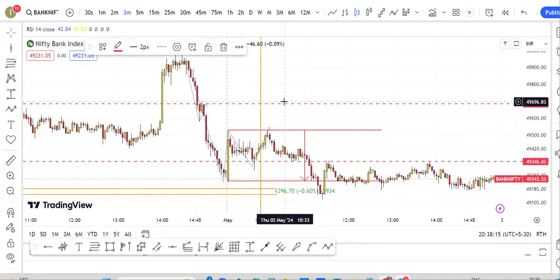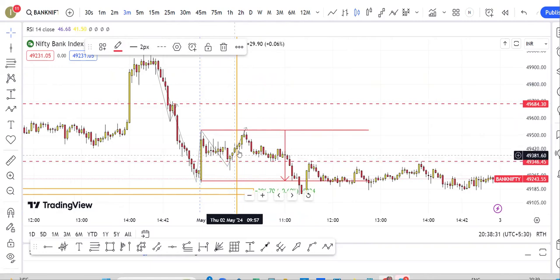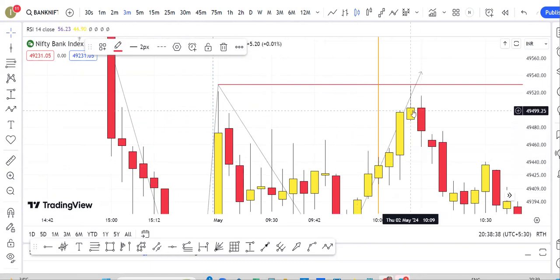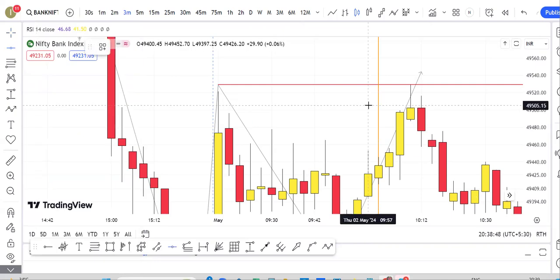If it would have gone up like this instead of that, you could have, see, your anticipation should be to 49,681. It didn't go there, it stalled. When you saw that it is going to stall, you can see here in this 3-minute candle, you see rejection of the price. Okay, rejection of the price.